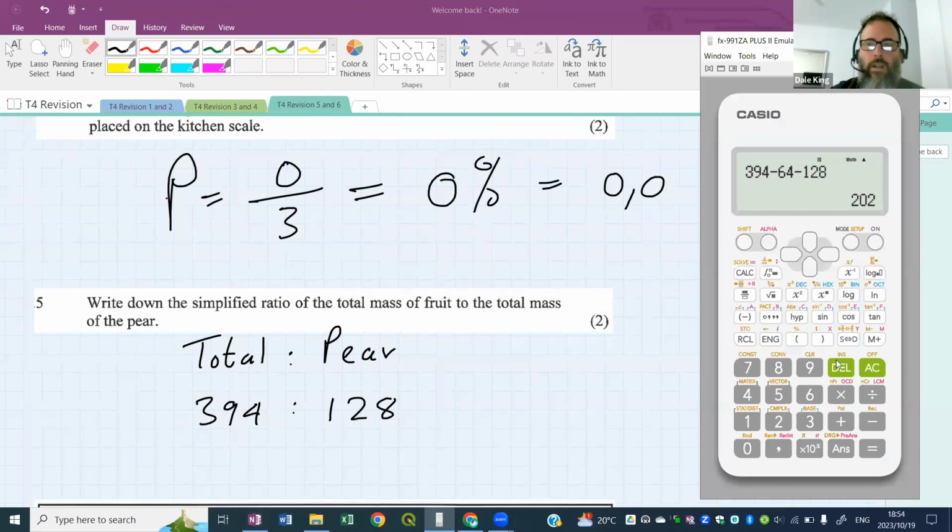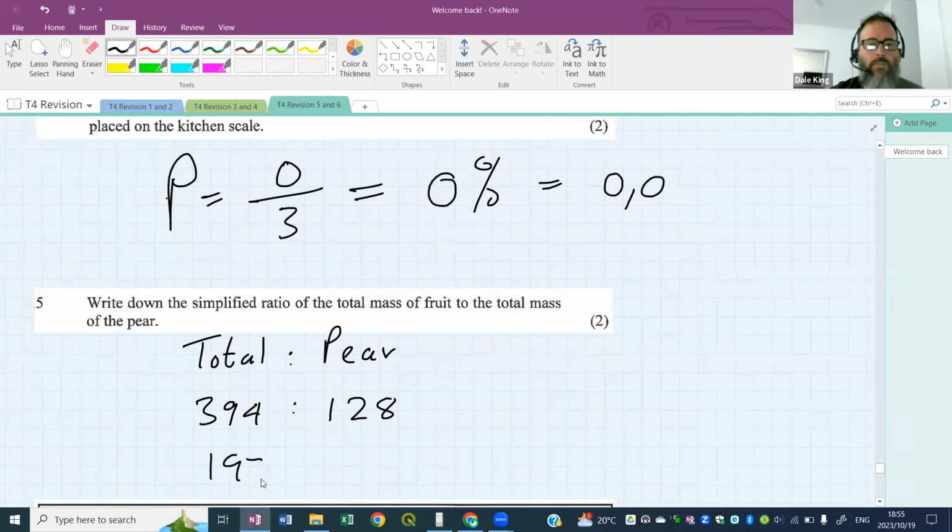Now, we know how to simplify ratios. You don't have to start dividing by all kinds of funny numbers. You turn it into a fraction, so 394 over 128, and you let this calculator that you paid money for do the work for you. You press equals, and there it's done it for you. Okay, so we just write exactly what the calculator tells us, 197 to 64. So turn it into a fraction, press equals on your calculator, and let the calculator do the work for you. Nice and easy. We'll take those 2 marks.